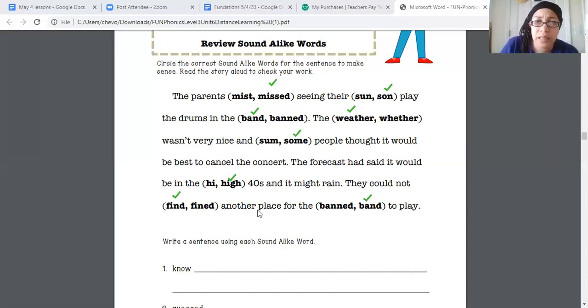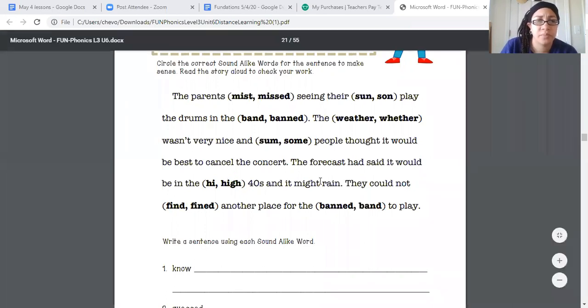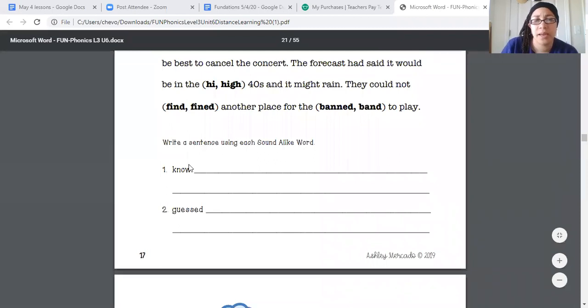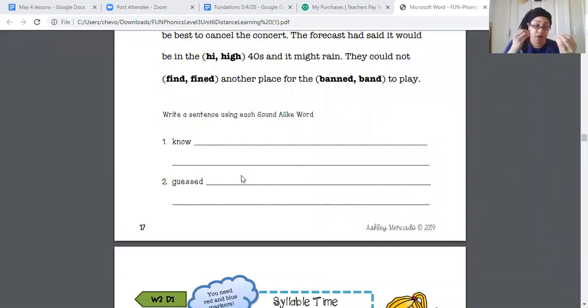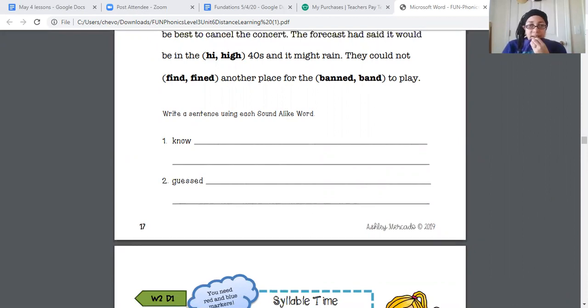Let me erase these and then we're going to move on a little bit. I just want to make sure that these don't stay on the screen. I think I got them all. These I'm not going to have you do because we've already done those. We've already written sentences for no and guest. We did them with the other words too, the other no, and the other guest. So I'm not going to have you do that. We are going to move down though.